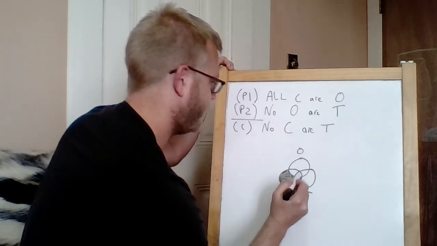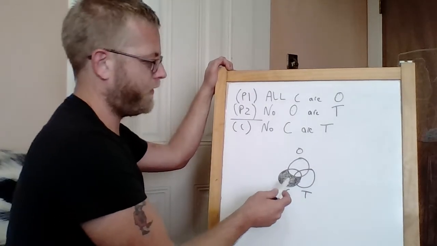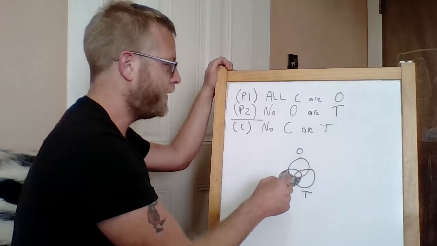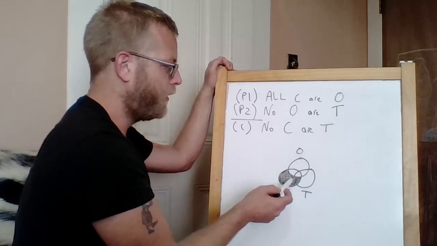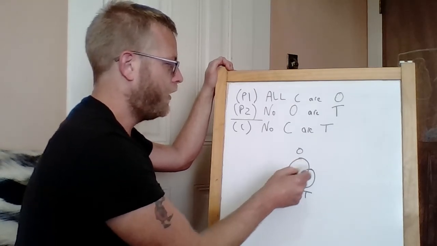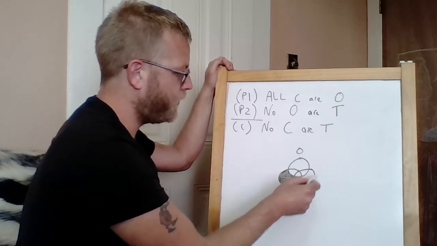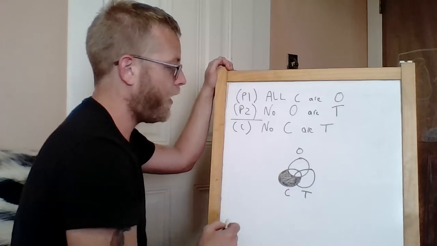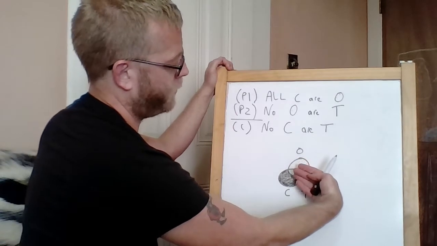Just going to do that for this one. Okay, so now you see that there's nothing in the C circle. If you are a member of C, then you're in O. Basically, that's what we're saying. All C are O, right? There's no C's that are not O's, so there's nothing outside of the O circle. And so we can even color over the T circle because this part is outside of the O circle. We know there's nothing there. Right?